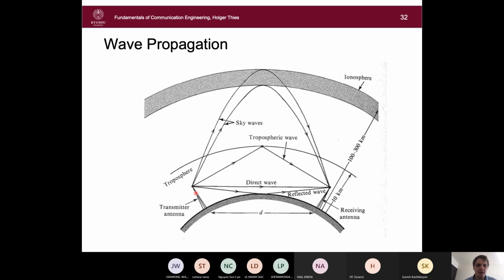And there are also waves that go even higher, called sky waves, that go out of the troposphere to the ionosphere, are reflected at the ionosphere, and are reflected back to the antenna. Sky waves can be reflected several times and can be used for worldwide communication, even by using multi-hop communication, where the wave is reflected at the ionosphere, then reflected at the Earth again, and so on, until it reaches the receiving antenna.